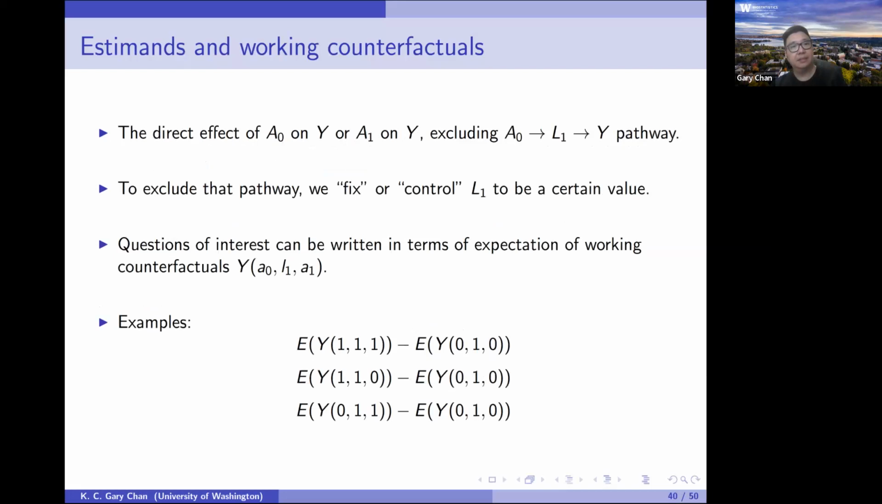The direct effects. If we want to look at the direct effects, excluding this pathway, then we need to fix or control L1 to a specific value. An example of the contrast of interest would be something like this: if you are taking hormonal contraceptives at both time points, minus not taking hormonal contraceptives at either time point, but with, say, condom use fixed, basically using a condom at both time points.